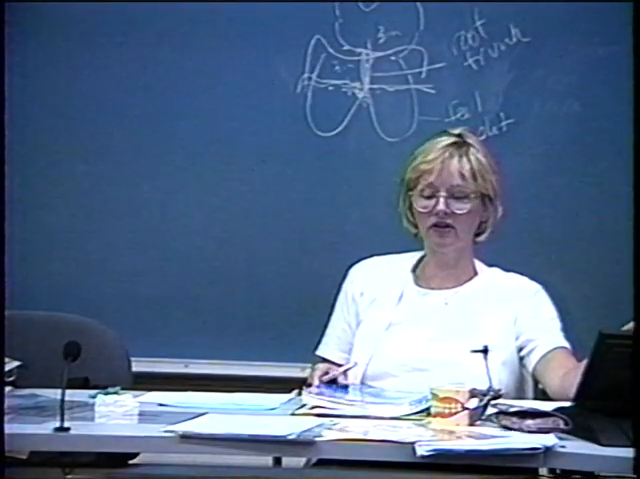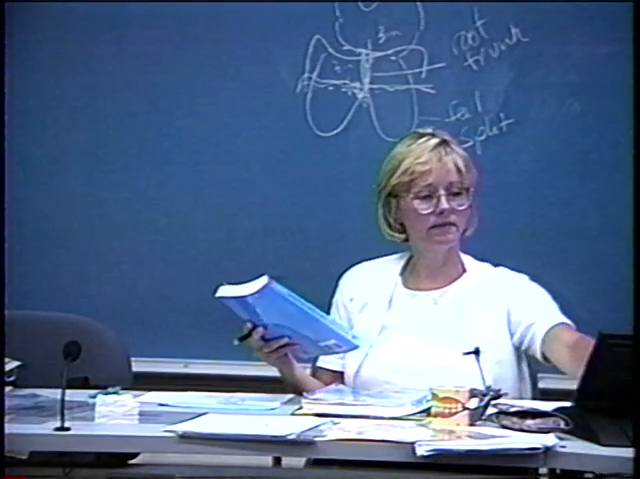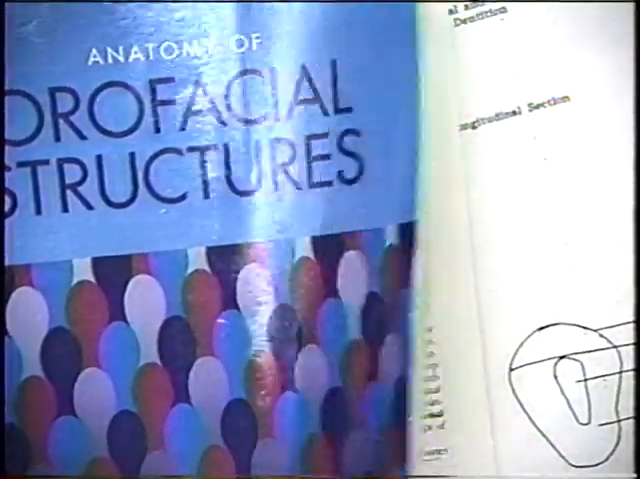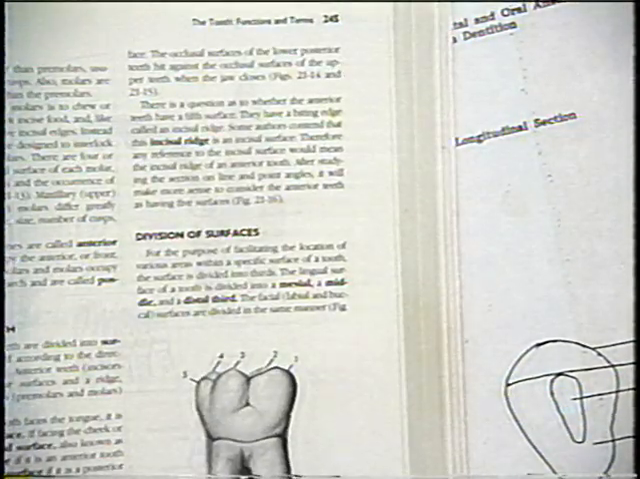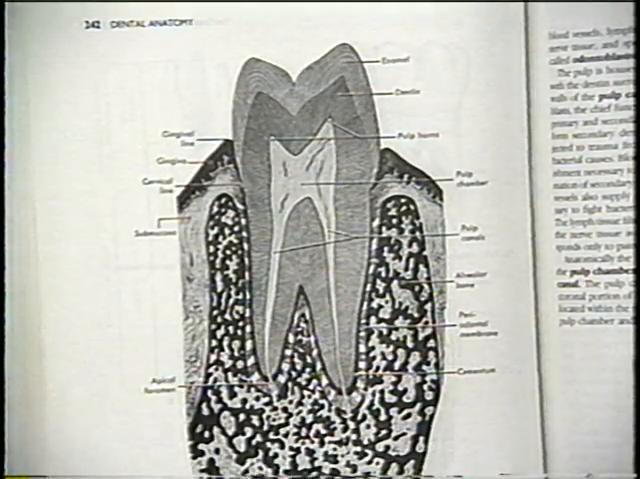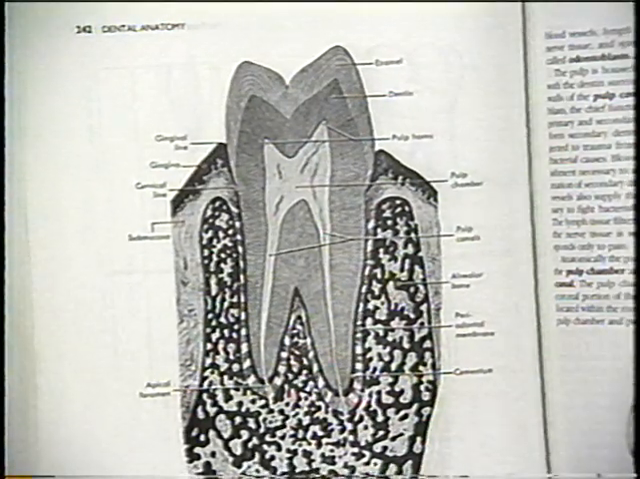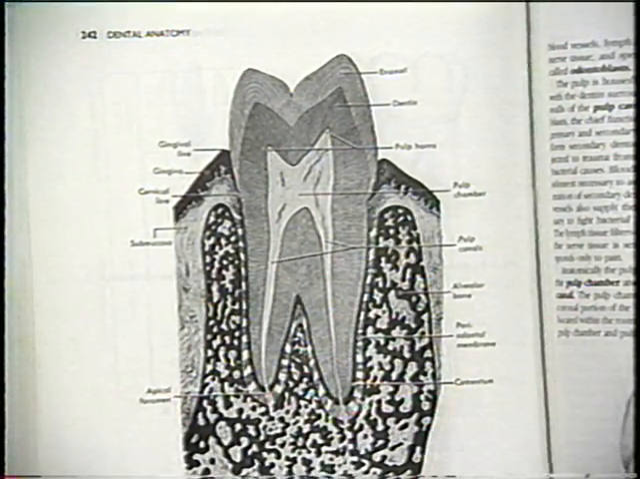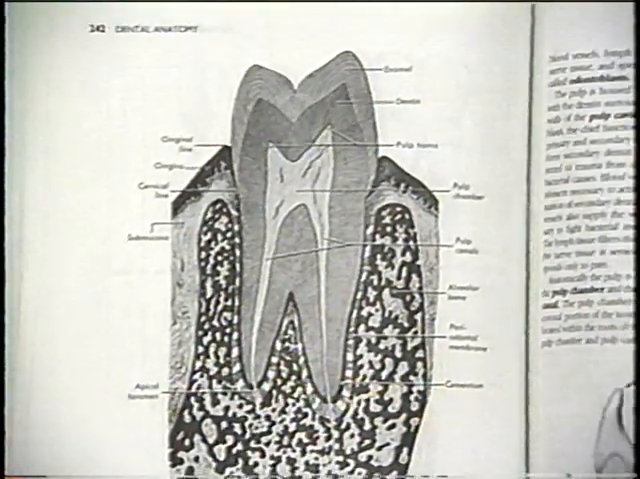The diagram that I was just using in the textbook is on page 242. Let me just show you the textbook. Oh, there we go. A little more detailed, there's more stuff there. So if you need to refer to it again, it's page 242 in the textbook by Brand, Oral Anatomy.